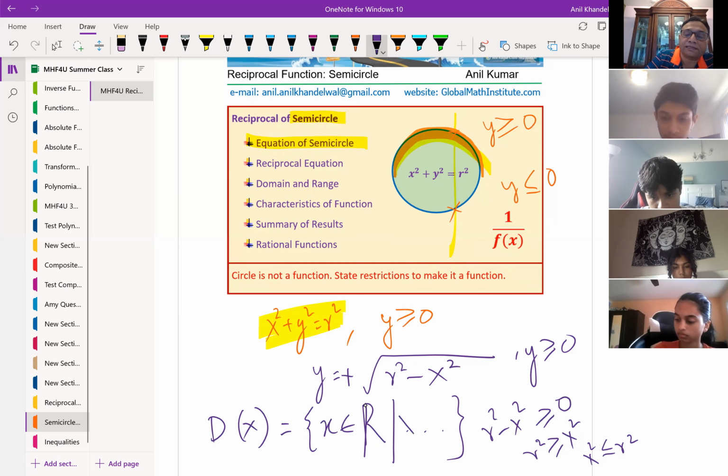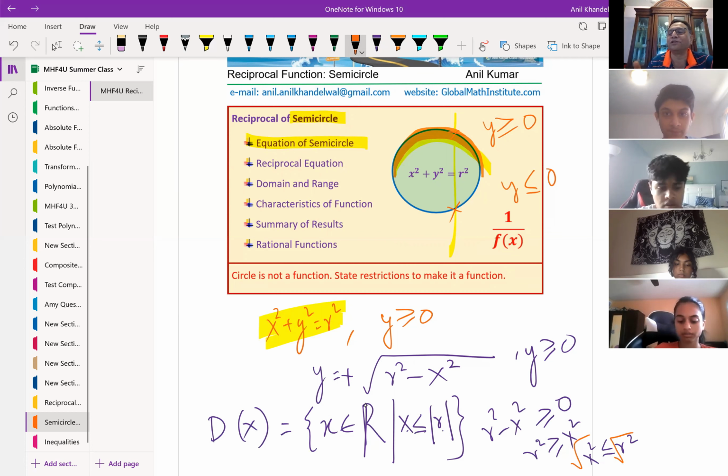Very good. X is less than or equal to the absolute value of R because you're going to do a square root at this stage, correct? When you do the square root of X square, you get what? Absolute value. So we are looking into the absolute value of R. It should be plus and minus R value. So that becomes the domain of this particular function.